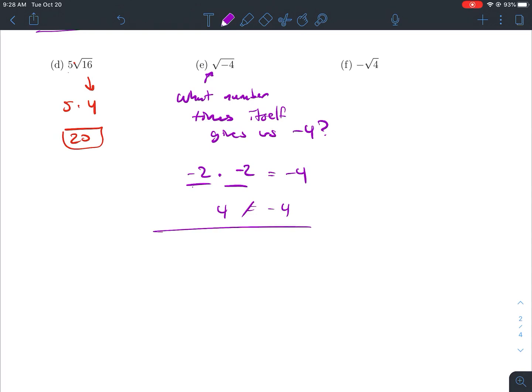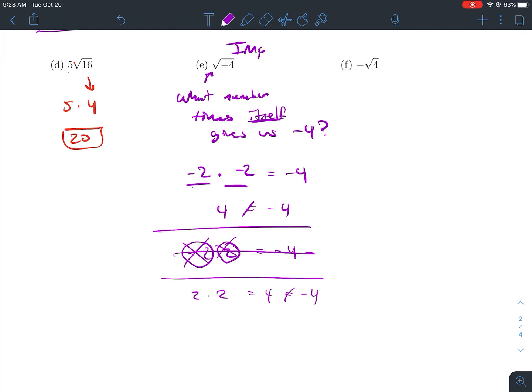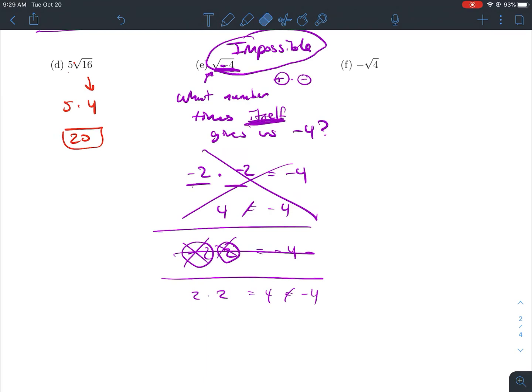All right, so maybe next idea, negative 2 times 2 would give us negative 4. But remember, it's times itself, so these two numbers have to be the same number. So that doesn't work, even though it gives us negative 4. All right, well, 2 times 2 maybe. And that's just positive 4 again, not negative 4. So this actually turns out to be impossible. We can never take the square root of a negative number because there's not going to be a number that times itself gives us a negative. To multiply to make a negative, we need to have a positive times a negative. And that can never be the case if it's going to be the same number.